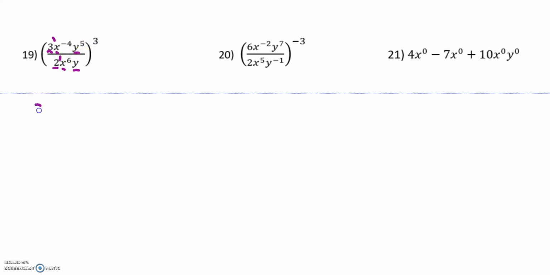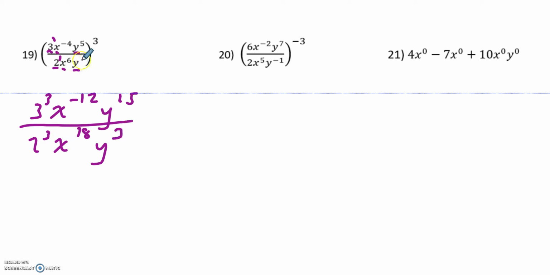within. So we'd have 3 to the third, x to the negative 12th, y to the 15th on the top. And in the denominator, we'd have 2 to the third, x to the 18th, y to the third. Please don't forget to raise that y to the third also. Very common mistake.